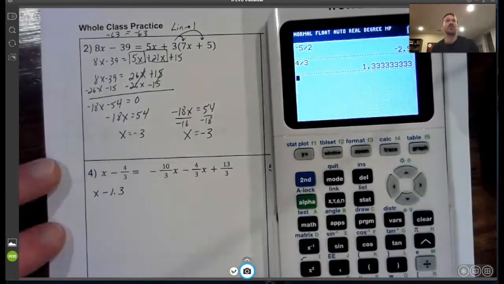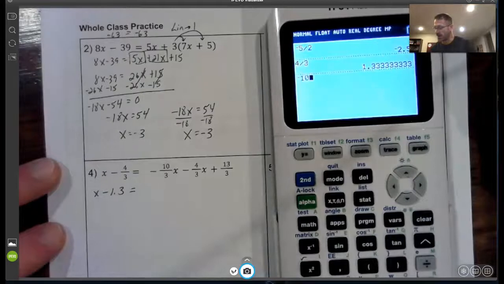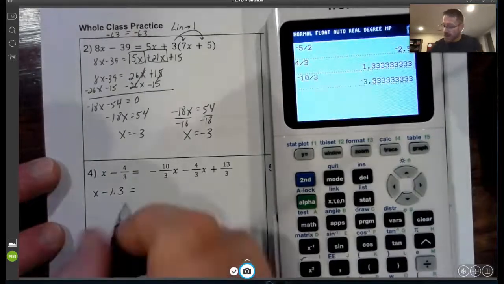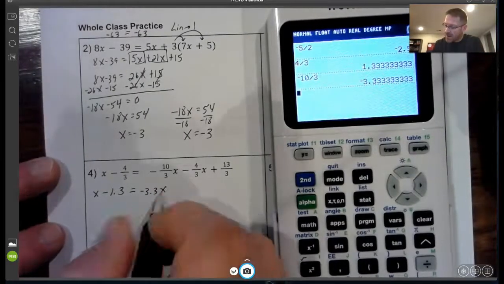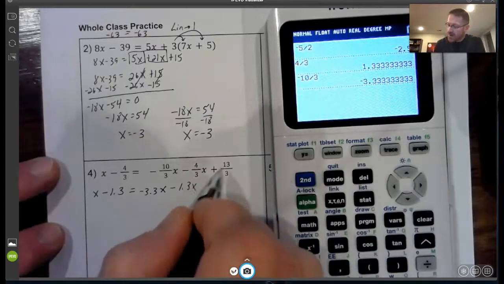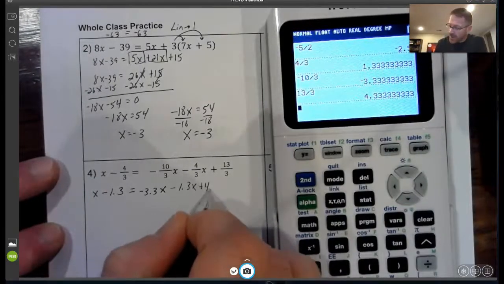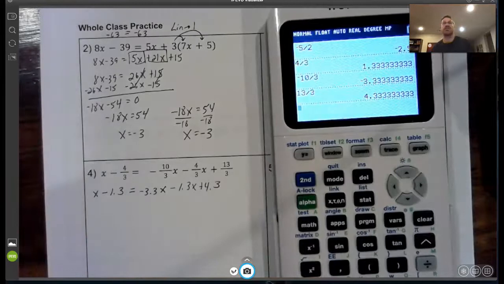And I'm just going to take one decimal place here. Equals. Then I can do negative 10 divided by 3. So negative 10 divided by 3 is negative 3.3x. Minus, and then we just did 4 divided by 3, so that's 1.3x. And then 13 divided by 3 is 4.3. So if the fractions freak you out, just make them a decimal. Top number divided by bottom number, and then we've done these kind of problems, okay?